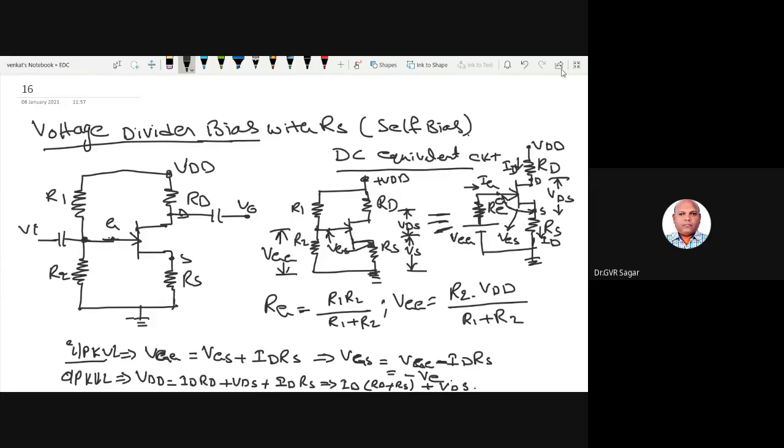Based on that, I went through this analysis and I got the equation VGS is equal to VGG minus ID into RS. And on the output side KVL, I got VDD is equal to ID into RD plus RS plus VDS. So VDS is equal to VDD minus ID into RD plus RS. So this is the expression I got.